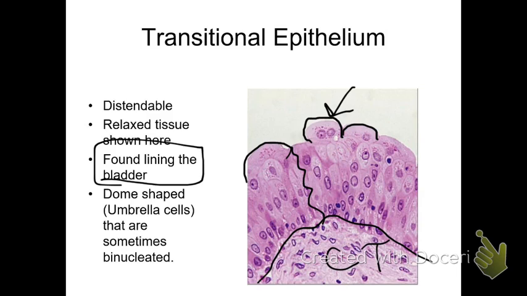And this would be an example of the bladder in a relaxed state. As the bladder fills with urine, the epithelial layer would thin out and it would transition, right, from looking thinner to thicker, thinner to thicker. And so that is why it's called the transitional epithelium.